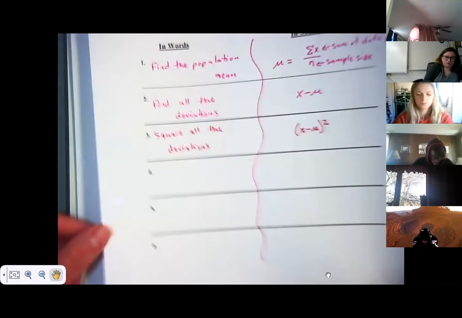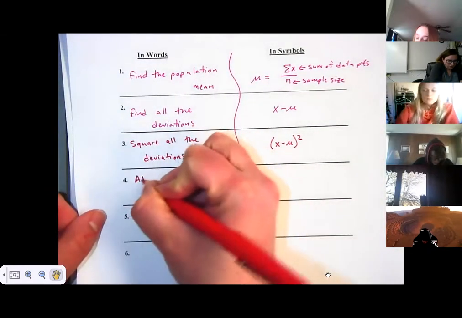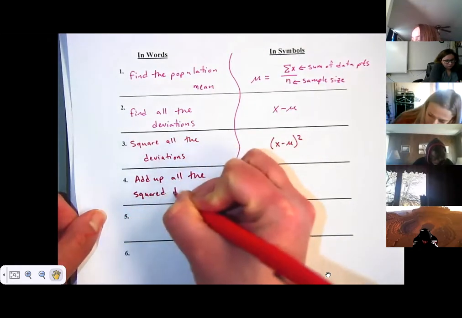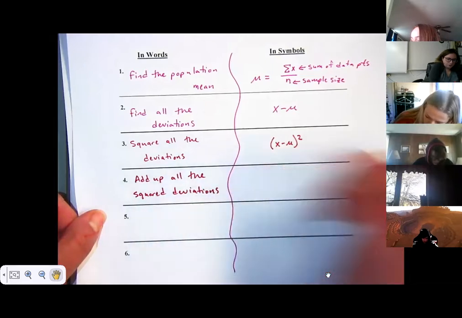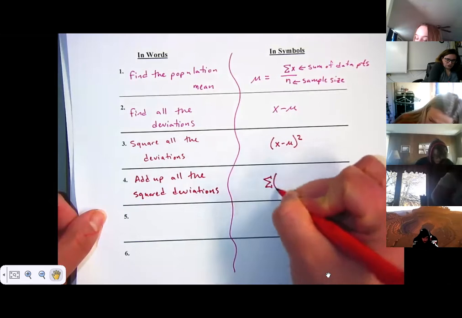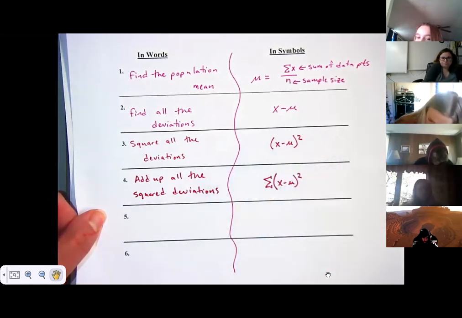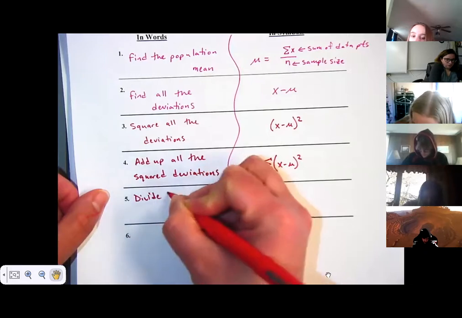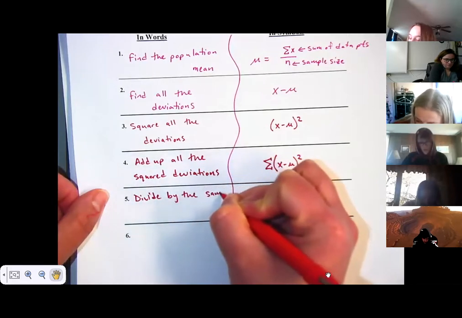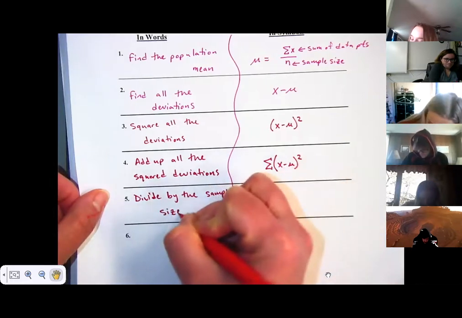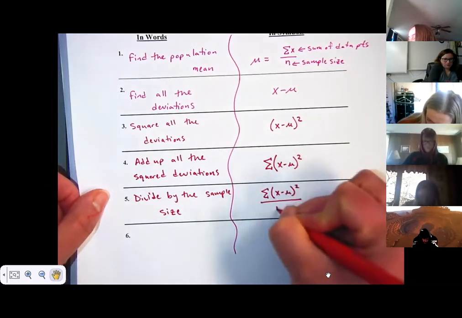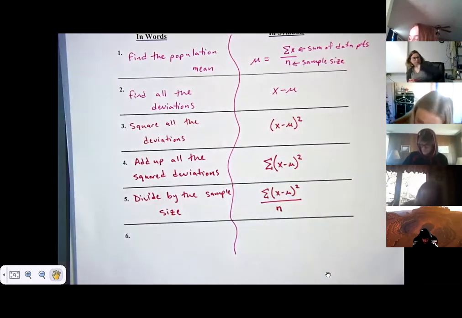All right, so our fourth direction is add up all the squared deviations. Which, if I'm going to do a formula, is the summation of x minus mu squared. And then we're going to divide by the sample size, which is the summation of x minus mu squared, all divided by n being the sample size. I'll give you a second to make sure you're caught up.